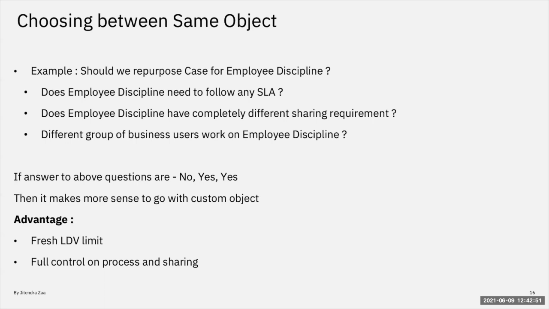I have a question. Does it really matter if the other object has different sharing requirements? So for example, if the answers to the above questions are no, no, no, would you go with case or would you go with custom object? So let's say, does employee discipline need to follow? No. Does employee discipline have a completely different sharing requirement? No. Does a different group of business users work on employee discipline? No. I will try to go with the case then.